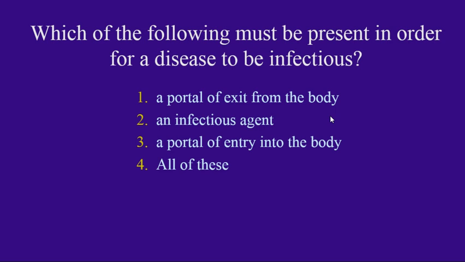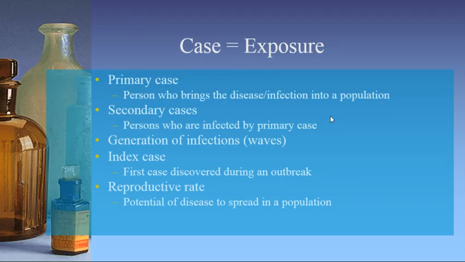Yeah, which brings us to the idea of cases and exposure. The primary case is the person who brings the disease into a population. They're patient zero. Secondary cases are those that are going to be infected by the primary case. And then the generation of infections, these are the waves of infections. So you'll have an increase and then maybe a decrease and another increase and maybe a decrease. So you may have several secondary cases that lead to a whole wave of outbreak, and you may have several waves within a period of time that's considered to be an outbreak.